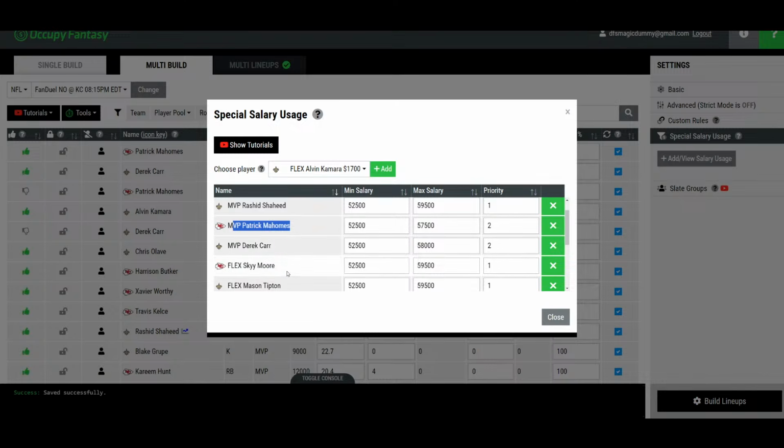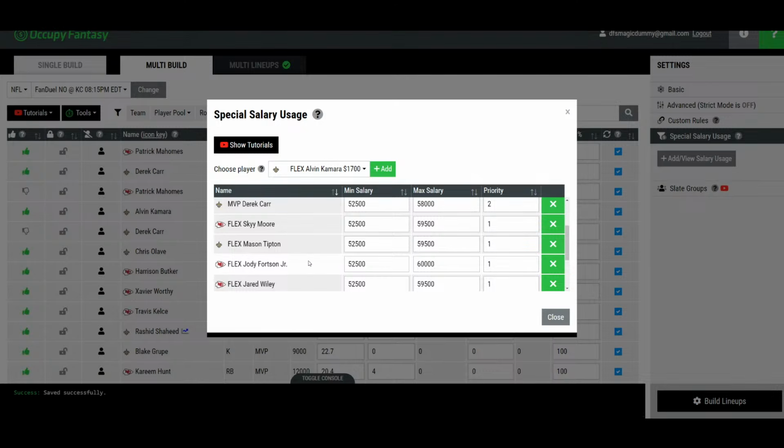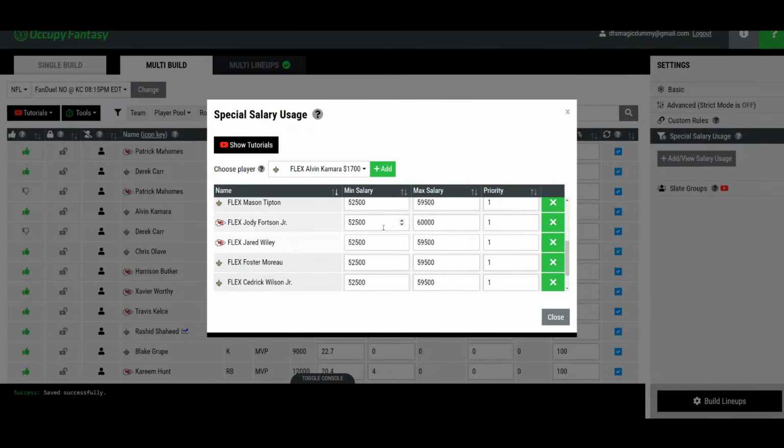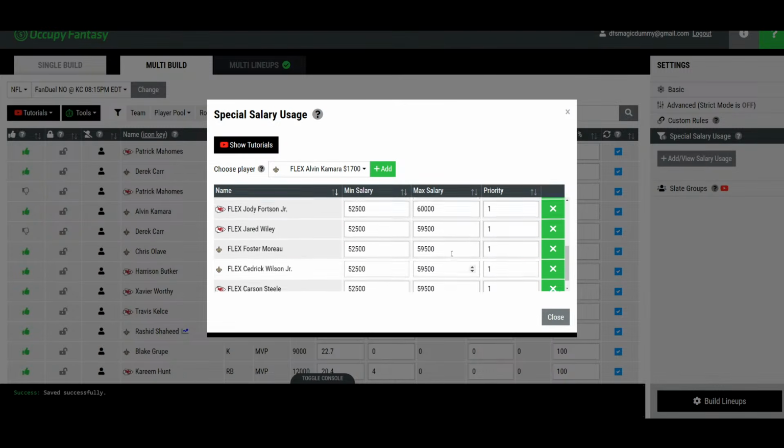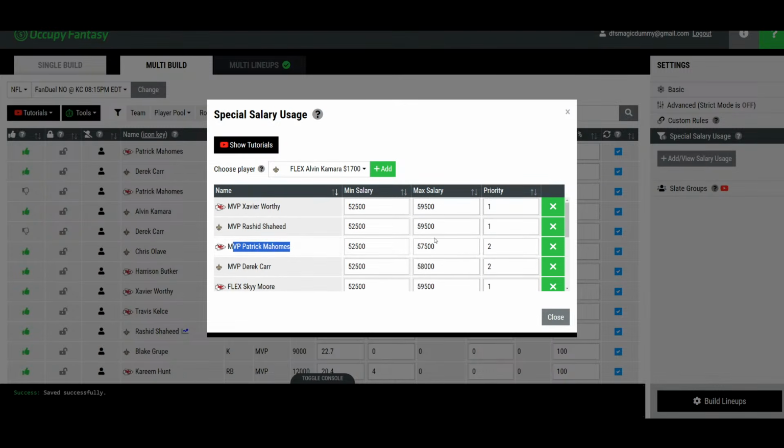Now, for someone like Mason Tipton or Jody Fortson, these trash plays, look at Jody Fortson, 0% owned tonight. In Jody Fortson lineups, we're allowed to use the whole salary. No one's going to play Jody Fortson. We're not going to worry about duplication. So we have all these rules in based on salary. Again, this is something you got to do every slate. It's very important. If you're carefully building large field lineups and you're worried about duplication, then you should be.